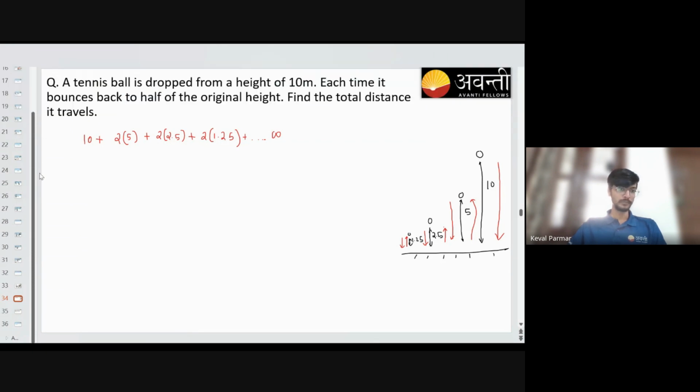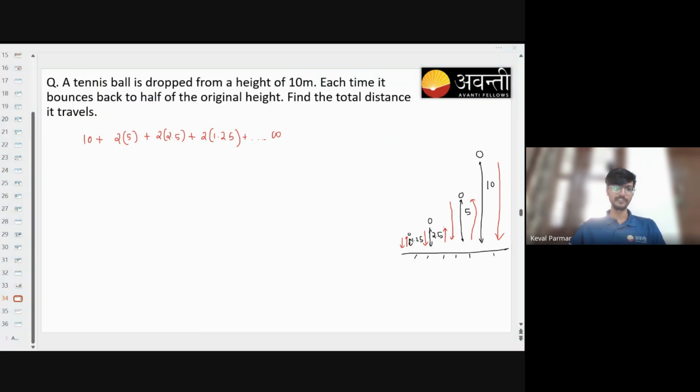Oh, superb. Fibonacci. Is this Fibonacci? Sure? Fibonacci doesn't have half. In Fibonacci, the previous ones get added. I do not think it's Fibonacci. Is it? Okay, we'll discuss it afterwards.